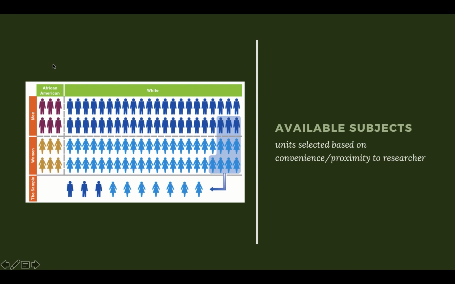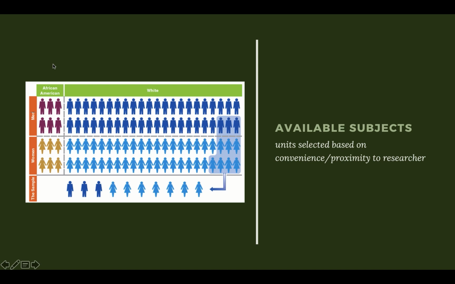Available subjects is a type of non-probability technique that is used when the researcher just wants to make it easy on him or herself. Available subjects just means that, like the example I gave earlier, I'm standing in front of the student union and whoever walks by will be selected for my research. It's based on proximity to the researcher.